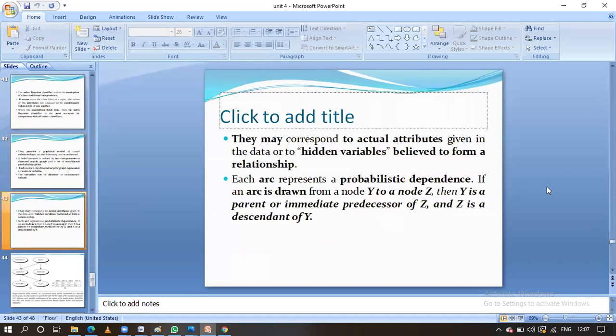Next, in this Bayesian belief network, we will have the actual values as well as hidden variables. Both will form a relationship in the DAG, the directed acyclic graph. The directed acyclic graph contains actual attributes as well as hidden attributes. Both will be represented with the help of relationships.